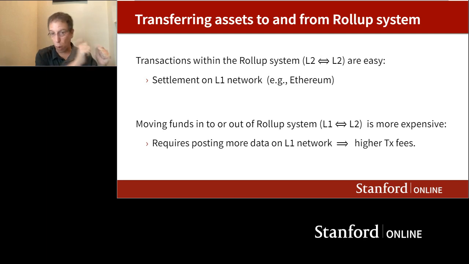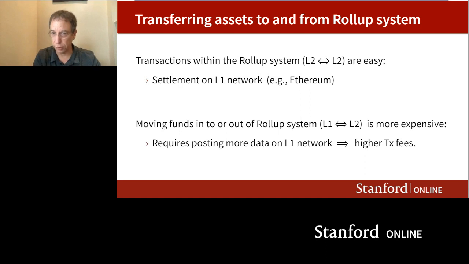And so suppose I have an account on one rollup system and my friend has an account on a different rollup system, how do I pay my friend? So the naive way to do it is basically to have me move my funds to Ethereum, so out of the rollup system onto the layer 1 network. And then from Ethereum, I would move the funds to my friend's rollup system. So I have to go in sort of a V direction where I have to move from L2 to L1 and then from L1 to L2.